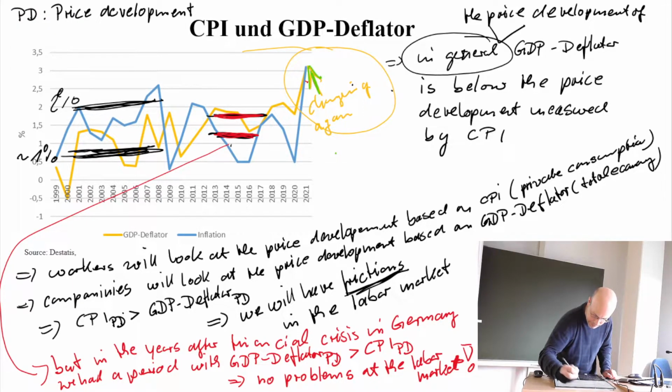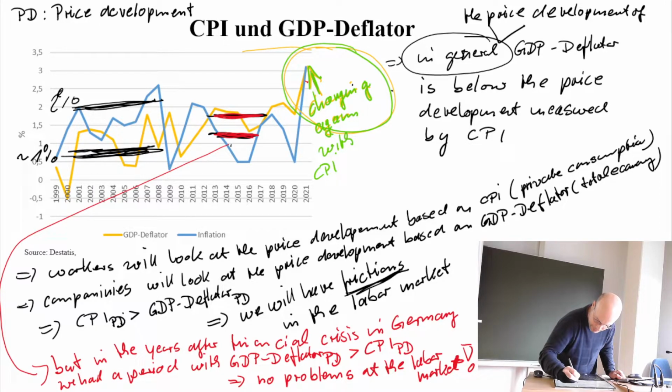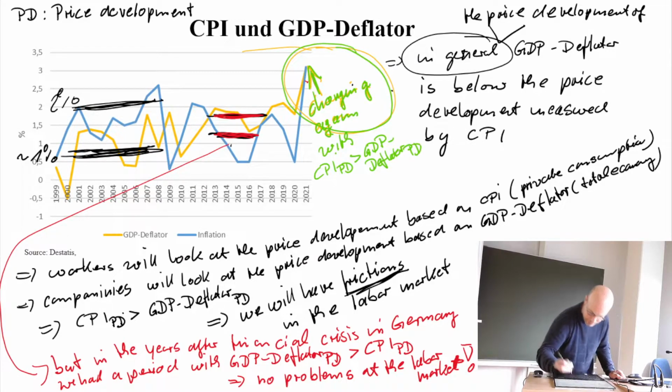So this is changing again, with CPI price development larger than GDP deflator price development.